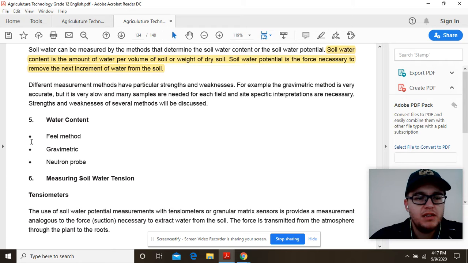So water content, the field method, the gravimetric method and the neutron probe.